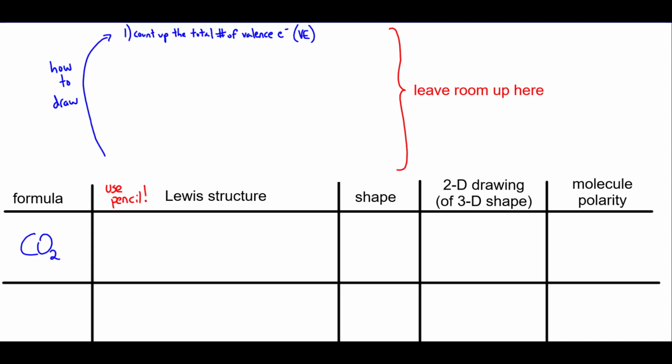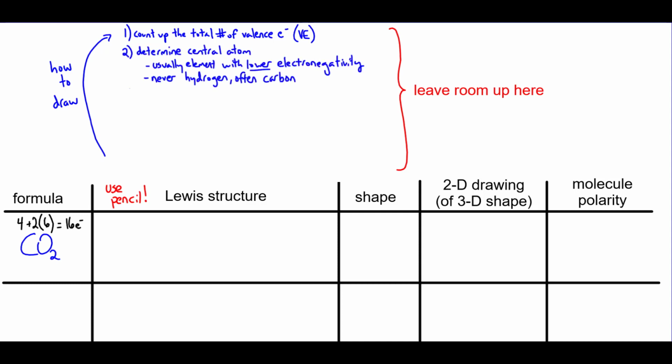Carbon is in group 14, so it's got 4 valence electrons. And then oxygen is in group 16, but there's 2 of them. And so we're going to multiply 2 by the 6 valence electrons that each one has. And so if we add that up, that works out to be 16 valence electrons that we have to deal with. Now the next step is to determine the central atom, and there are some guidelines for that. First up, it's usually the atom with the lowest electronegativity.